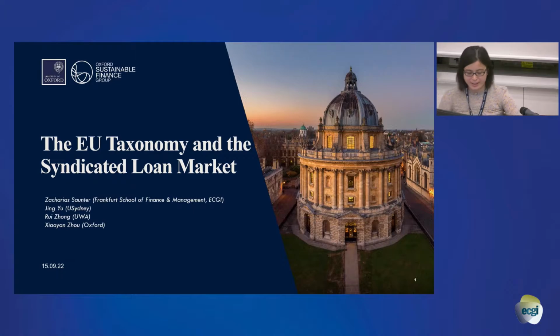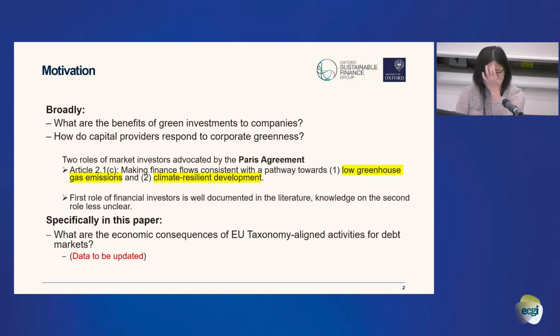So to achieve the net zero carbon emission objectives, the Paris Agreement advocates two roles that investors need to play: to align investment towards sustainable investment, making finance flow towards a pathway to low greenhouse gas or carbon emissions and also climate resilient development.